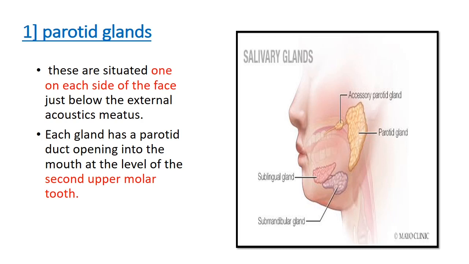Now, first one is the parotid gland. These are situated one on each side of the face, just below the external acoustic meatus. Each gland has a parotid duct opening into the mouth at the level of the second upper molar tooth. You can see in the figure where it is found, on each side of the face, and the duct will open at the level of the second upper molar tooth. So this is the salivary gland, or we can say parotid gland.